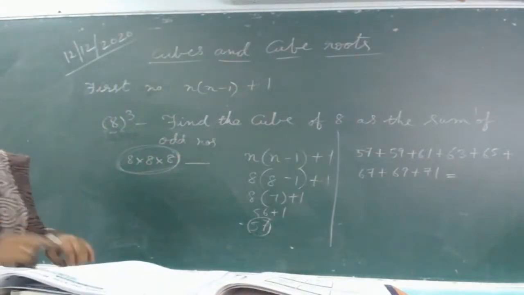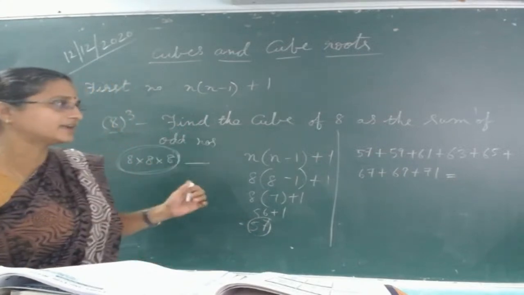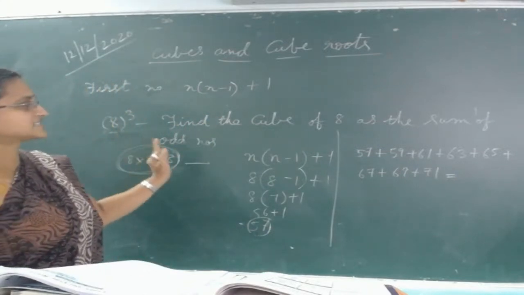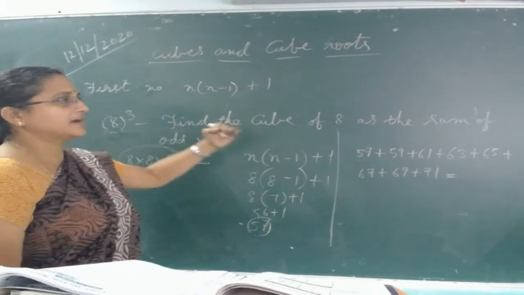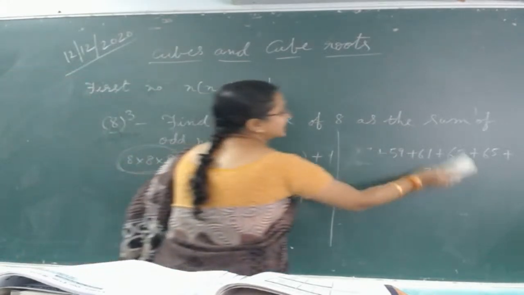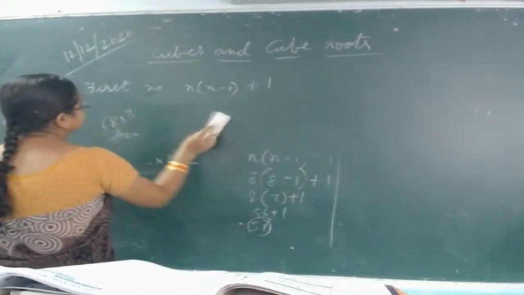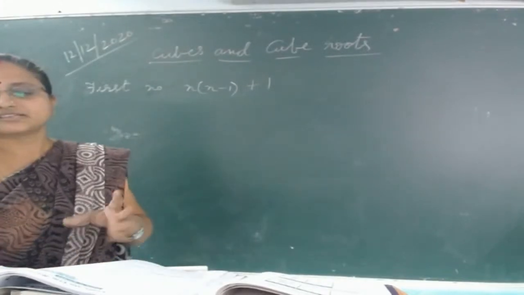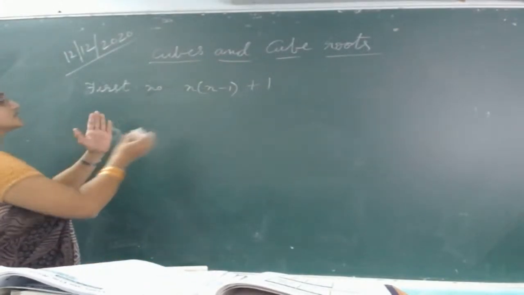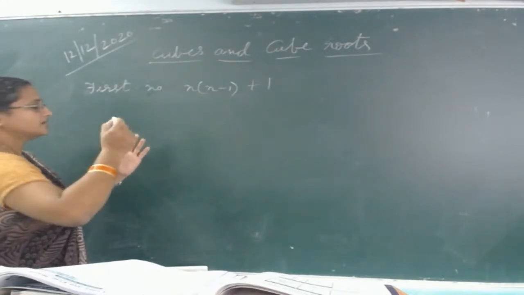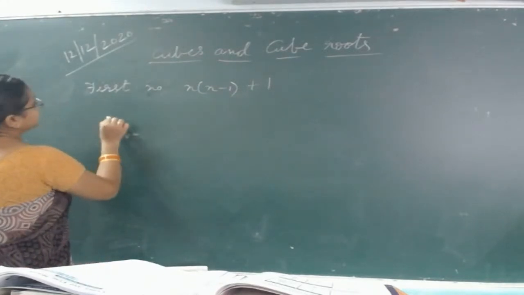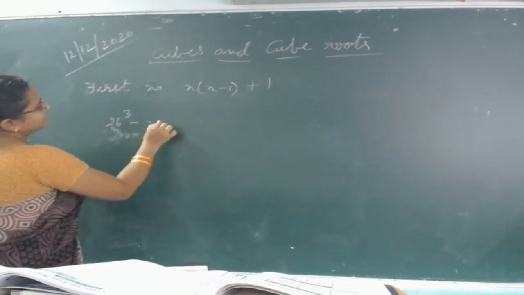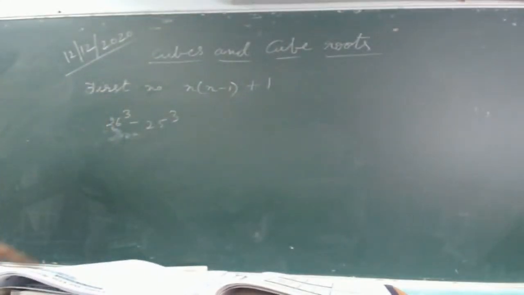Today I have told you two formulas. This is the first formula, for finding the first odd number for expressing the cube of a number. Understand? And one more method is there. If you want to find the difference between two consecutive cube numbers, for example 26 cube and 25 cube, you have to find its value. 25 and 26 are consecutive numbers. Consecutive means one after another.